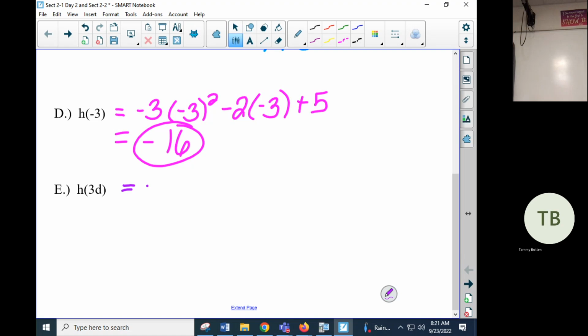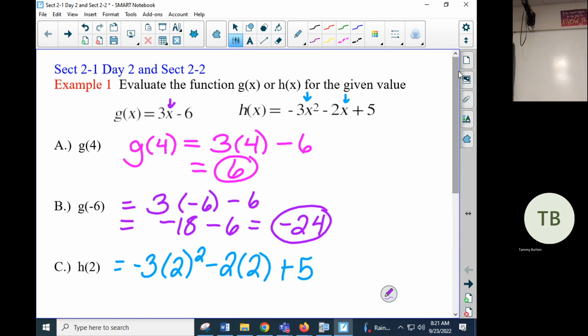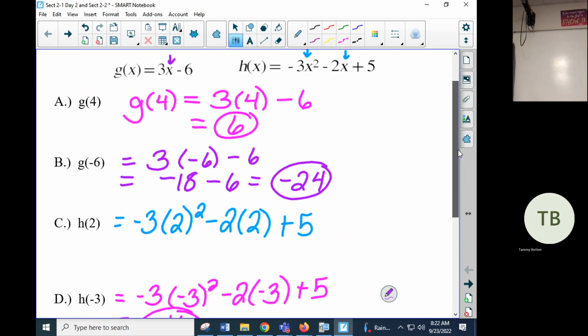So again, where there's a -3 up here, I'm going to get a 3D, and that's squared. And then here's the -3 again. We're going to put a 3D in there, +5. So if I look up here just to see what I did, where there was an x, I put parentheses and I put the 3D in there. And then here I put the 3D in there.